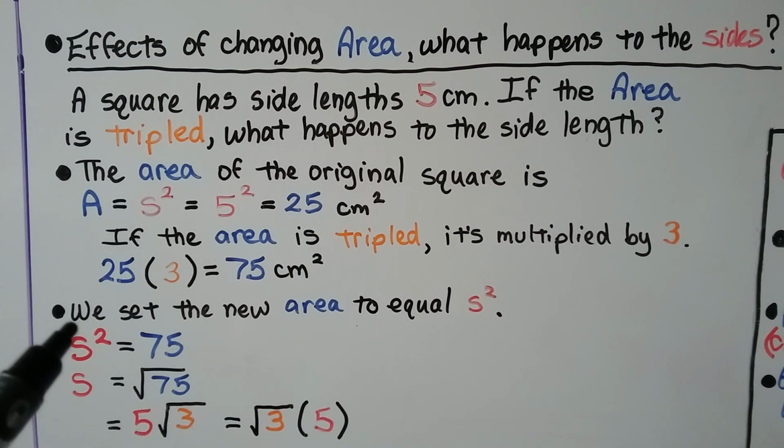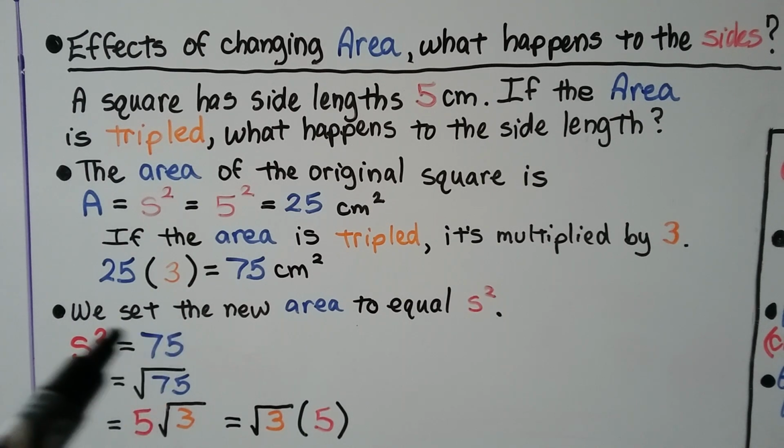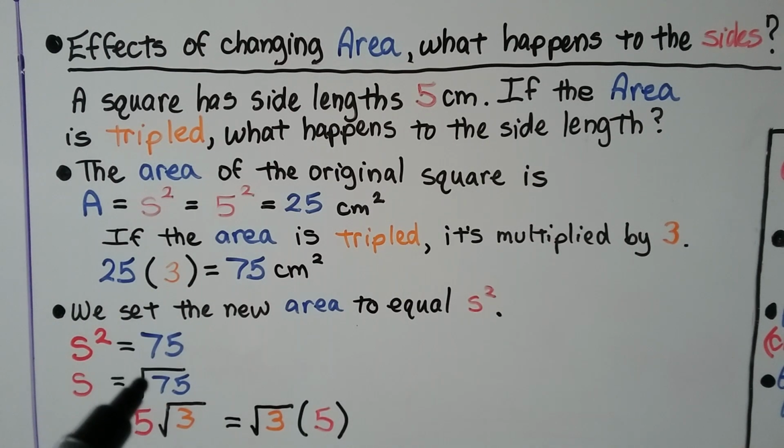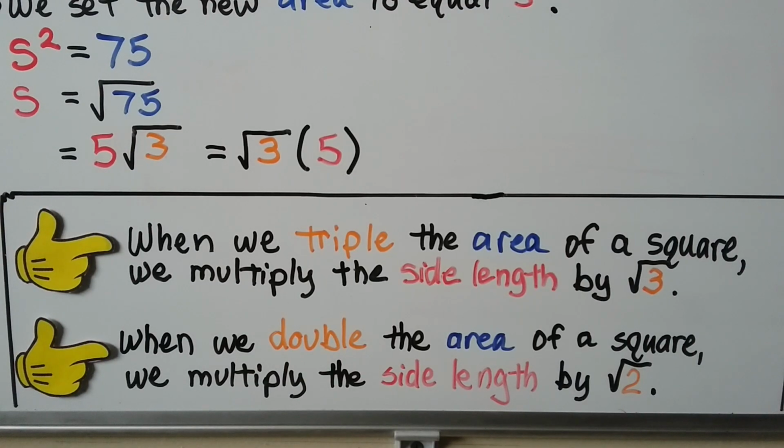We can set that new area to equal s squared. It equals that 75. We remove the 2, we put the radical sign around this side, and we find the square root of 75, which is equal to 5 square root of 3, which just means we're doing square root of 3 times 5, that side length. When we triple the area of a square, we multiply the side length by square root of 3. When we double the area of a square, we multiply the side length by square root of 2.